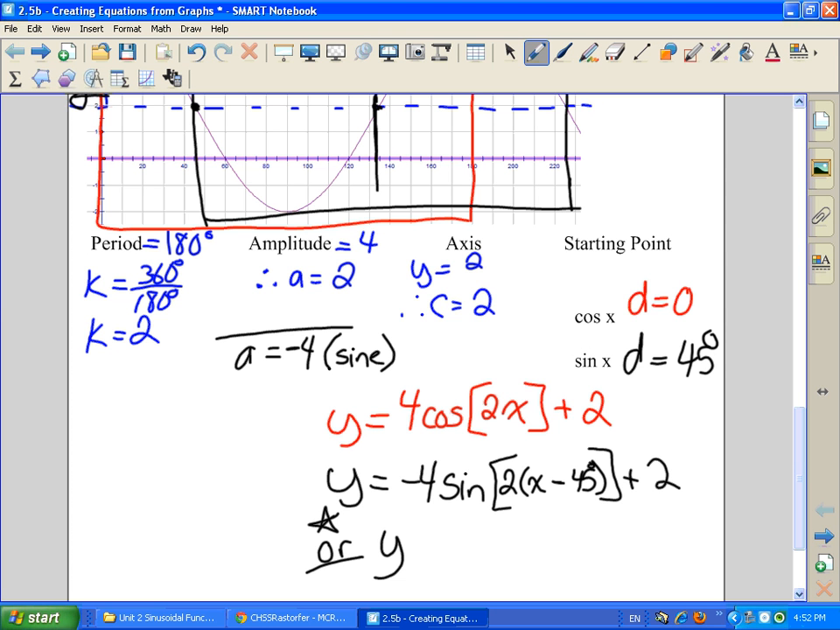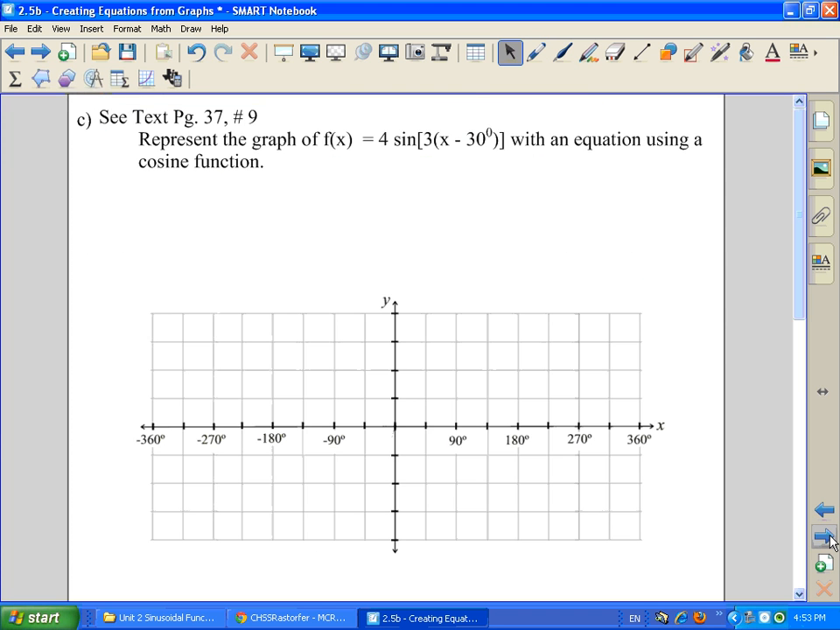So if you wanted to do this value, you could then make the amplitude be positive. So you could say y equals 4 sine of 2x minus 135 plus 2. Again, those are equal just because there's 180 degrees difference between negative 45 and negative 45 with it flipped, which means it would really be at 45, and negative 135. Okay? All right, let's move on.